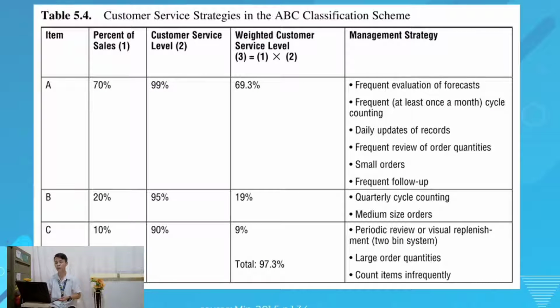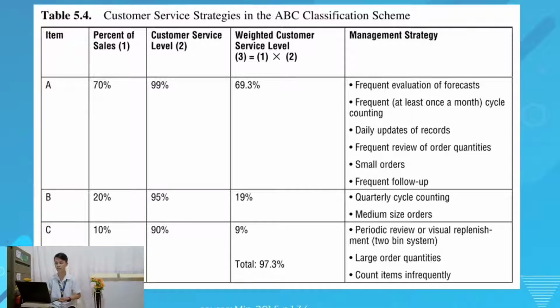Here in table 5.4, also known as the customer service strategies in the ABC classification scheme, we have the item, the percent of sales, customer service level, weighted customer service level, and the management strategy. So for letter A, the percent of sales is 70%. Its customer service level is 99%. The weighted customer service level is 69.3%.